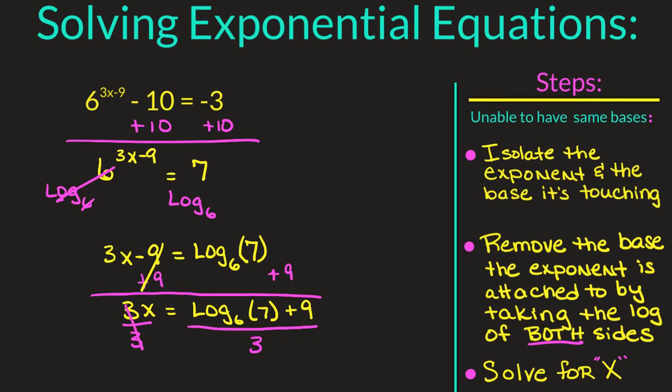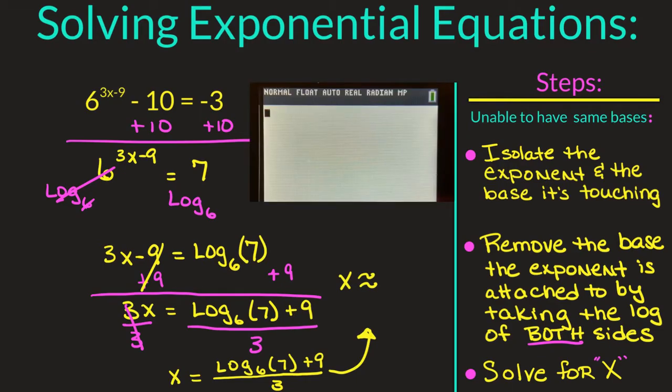And we'll finally get x equals log base 6 of 7 plus 9 on the outside, all over 3. Again, we're going to need to look and see what our decimal equivalency will be. So we'll have x is approximately, let's throw it in our calculator and see what that is.